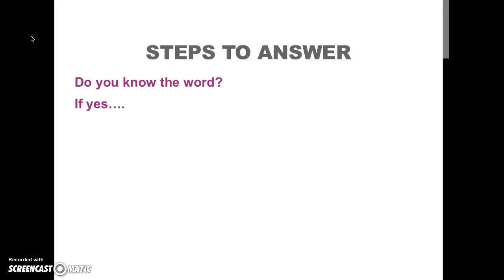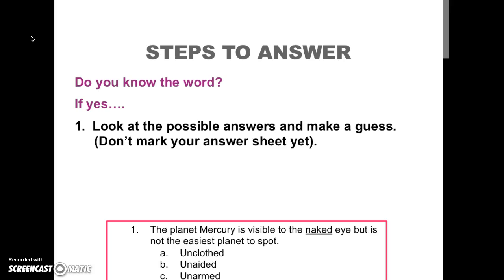Now, how can we answer vocabulary and context questions? First, do you know the word? If yes, look at the possible answers and make a guess. But don't mark your answer sheet yet. For example, the planet Mercury is visible to the naked eye. Do I know naked? Yes. Naked means A, unclothed. So my guess is unclothed.